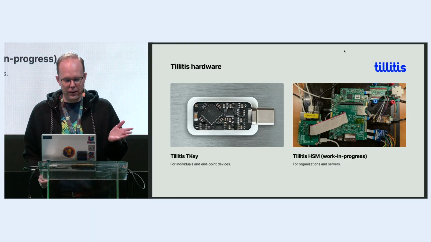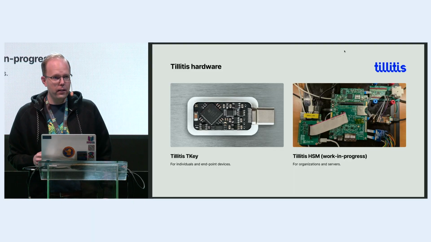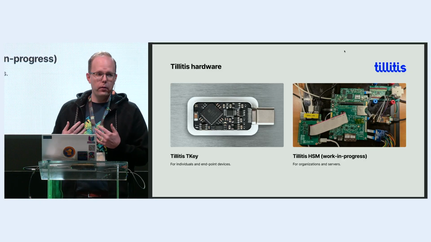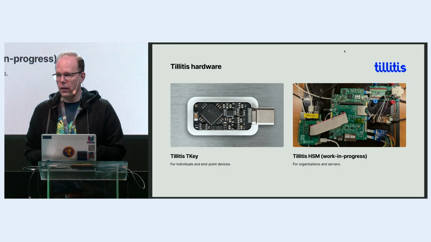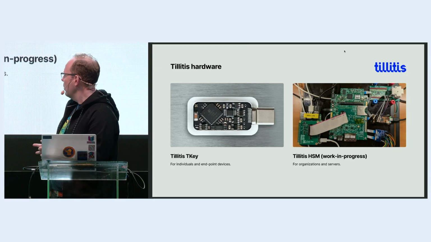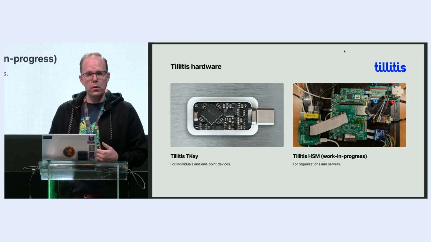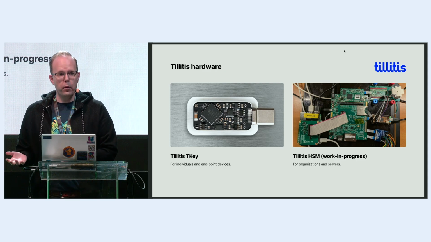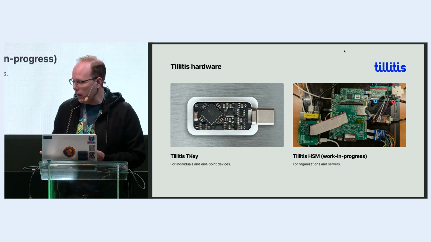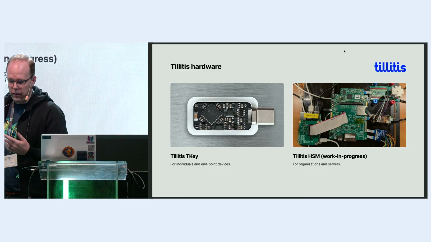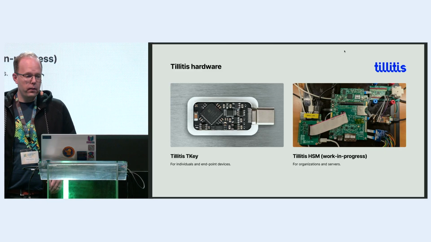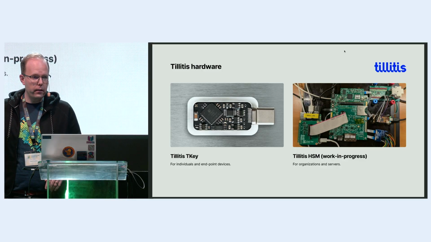On the left-hand side, you have the Tillitis TKey, which you can think of as a trusted execution environment on a USB stick. You can also think of it as a computer that does measured boot and uses that as a key derivation function. It is also the most open source hardware, firmware and hardware USB security key that I know of.